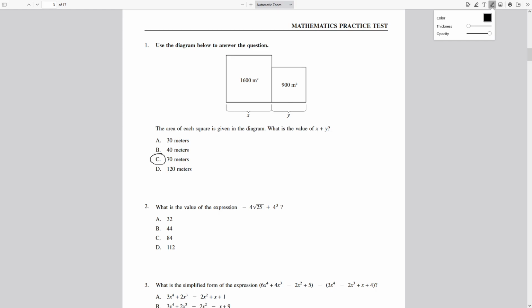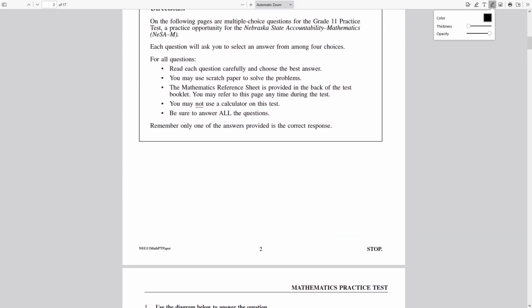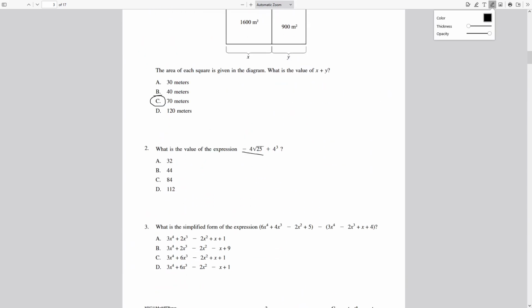Oh, this is just like school. All right. What is the value of the expression negative 4 times the square root of 25 plus 4 to the third power? Because they're obviously not calculating the fourth root, or even the negative fourth root, we could be getting complex, imaginary. Okay, anyways, wait, did the instructions tell me to show my work? It did not, actually. Okay, interesting.